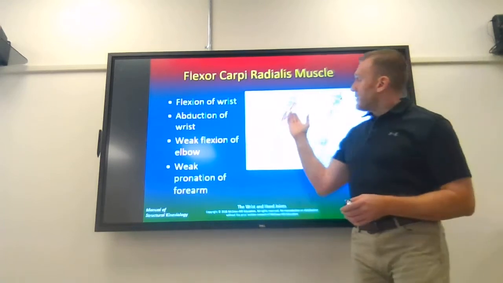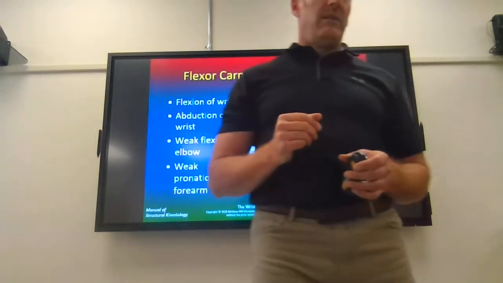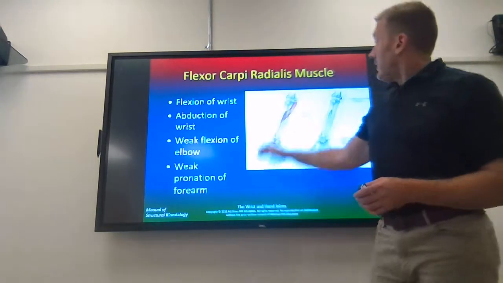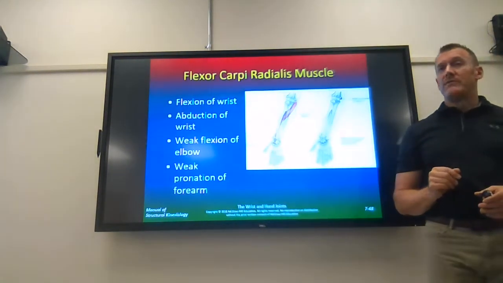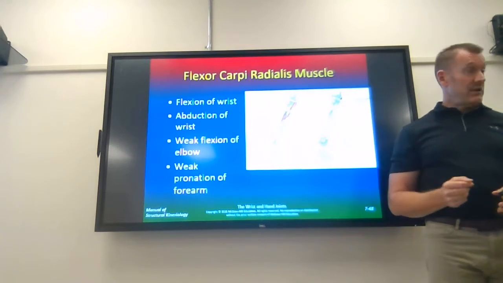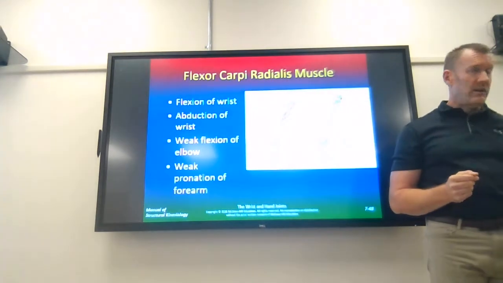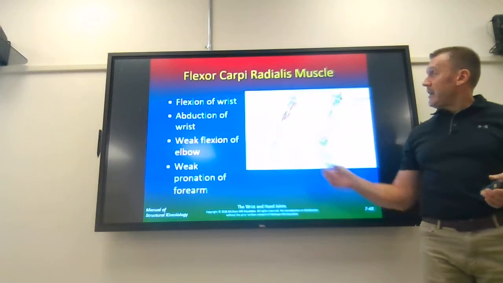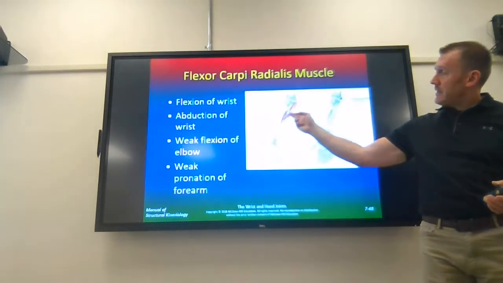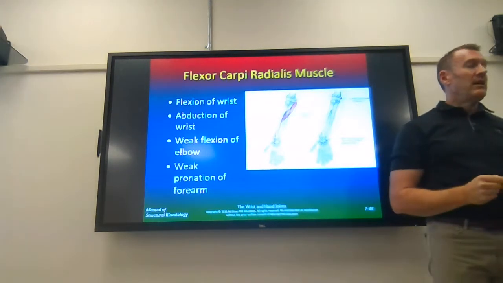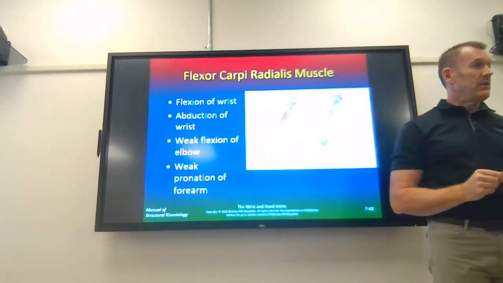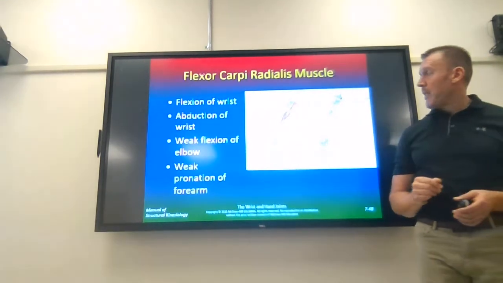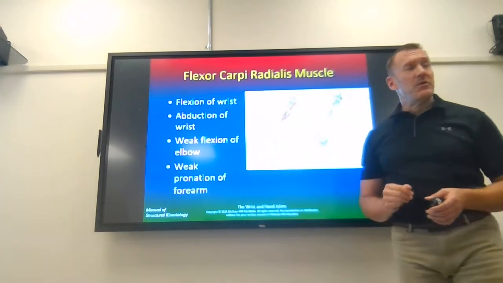It also crosses the radial ulnar joints. So both the proximal and the distal radial ulnar joints. So it is involved with pronation. Okay, so we have the pronator teres, which kind of looks like this muscle in its alignment, pronator quadratus, which was down closer to the wrist. So it would contribute to pronation. And then it crosses the wrist joint.